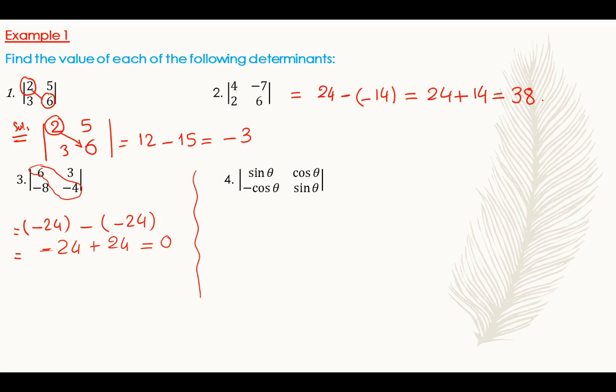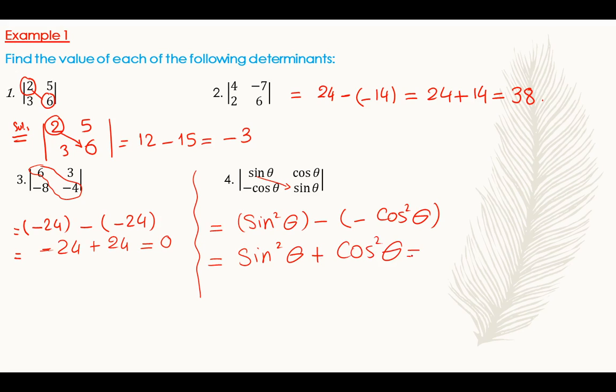Okay, example 4. Here we are going to multiply sine theta times sine theta. It will be equal to sine square theta minus cosine theta times negative cosine theta. It will be equal to negative cosine square theta, and this will be equal to sine square theta, negative negative, it will be positive cosine square theta. And we all know that sine square theta plus cosine square theta is equal to 1. Okay? So this is a very easy lesson.